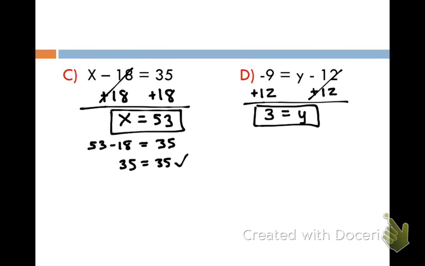Check it for me. Negative 9 equals 3 minus 12. Okay, what is 3 minus 12? Negative 9. Does that check out? Yes. Excellent. All right, let's go on to the next example.